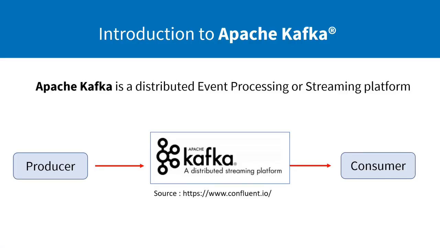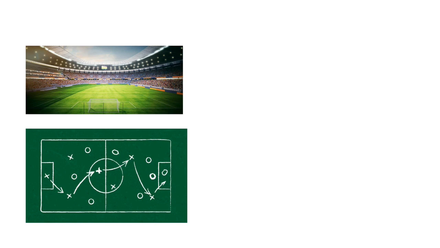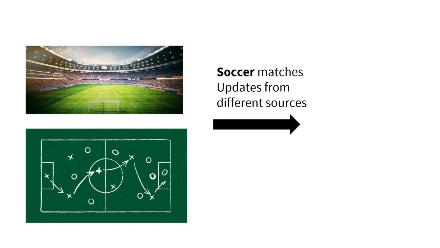Apache Kafka is an open source distributed event processing or streaming platform that allows applications to process large amounts of data quickly. It is one of the most popular messaging systems for distributed applications. To understand how Apache Kafka works, let's take this example.